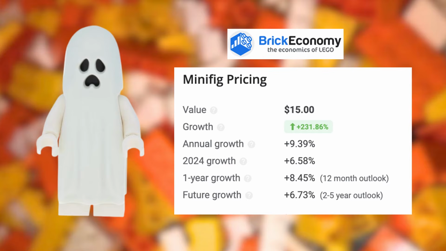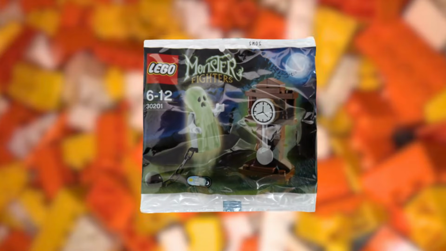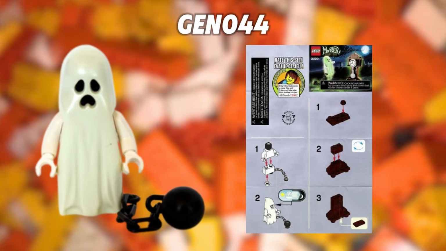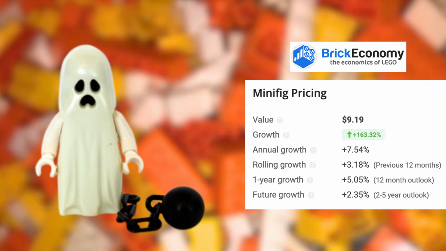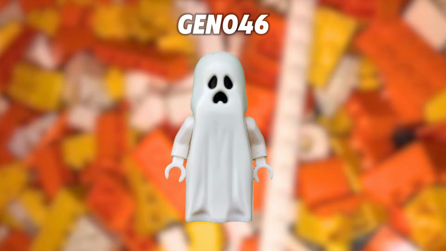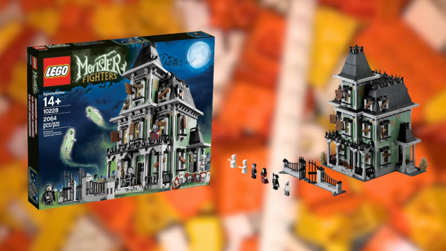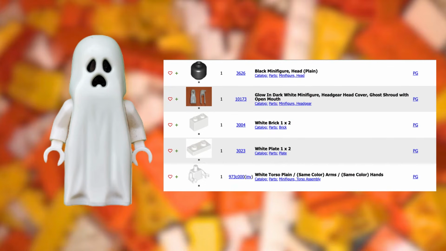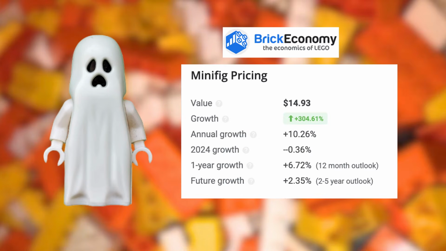Then the second Ghost, also from the Monster Fighters theme, but from a polybag instead. This Ghost differs due to having this ball and chain attachment instead of having a leg piece. The last 2012 Ghost appeared again in the Monster Fighter set, but also a general Halloween blister pack. These being the Haunted House and the Halloween Accessory Blister Pack. This Ghost went back to its roots and is also legless, and has the same 1x2 plate and 1x2 brick.